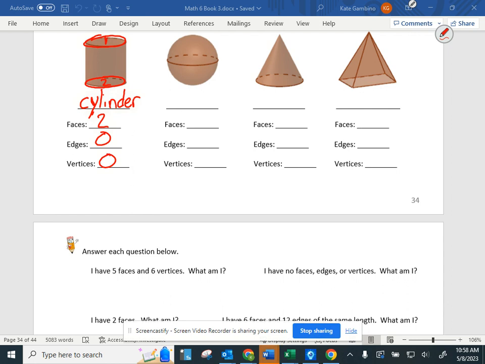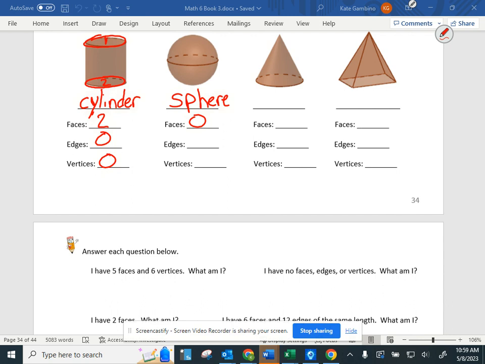Do you have a question or you want to do the next one? Luciana, what is our next one? Sphere. Yeah, that ball shape is a sphere. How many faces does a sphere have? Olivia? 0. There is no flat surface. It is all round. How many edges does it have, Matthew?